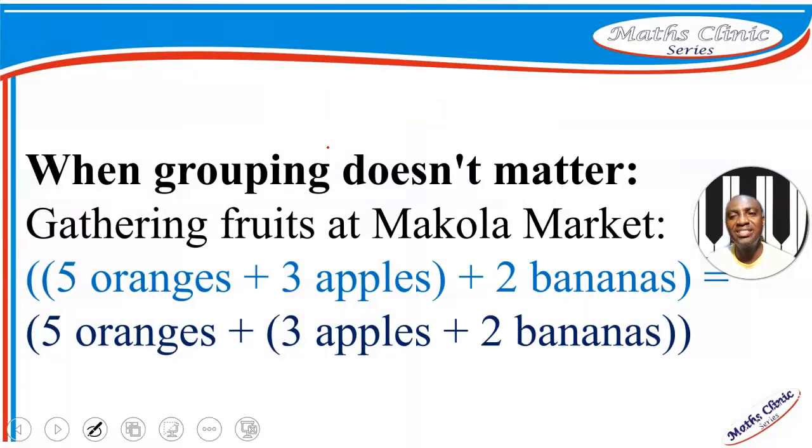Right, so let's look at it in a more practical way. When we talk of associative, we are saying grouping doesn't matter. Let's say you are gathering fruit at Makola Market, and you initially picked 5 oranges, and then you add 3 apples before bringing in 2 bananas. Or the other way around, you have 3 apples picked first plus 2 bananas before adding the 5 oranges. In both cases, you get the same content in the basket. So order does not matter, and that is the associative property for you.